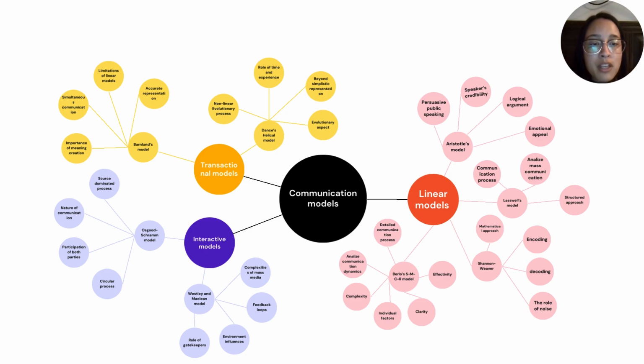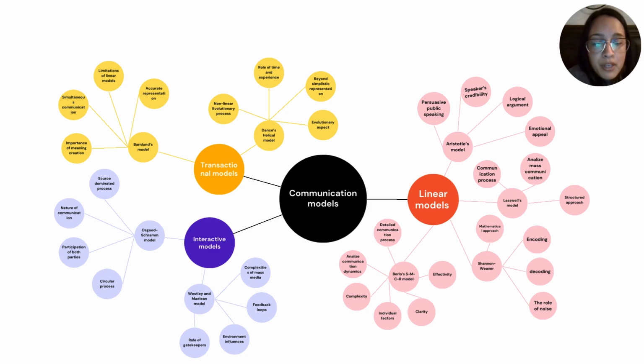Barnlund's model is a circular process where the sender and the receiver exchange roles and both provide feedback. The components are encoding, decoding, communicators, the message, and the channel. It applies to a face-to-face interaction.